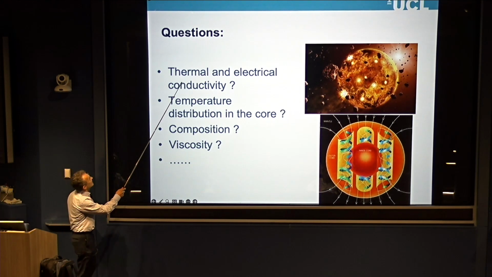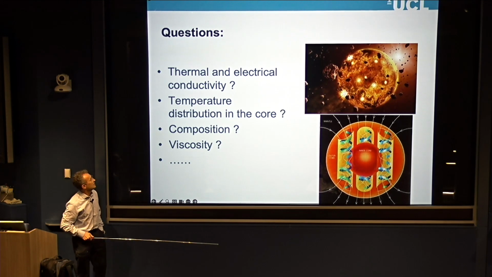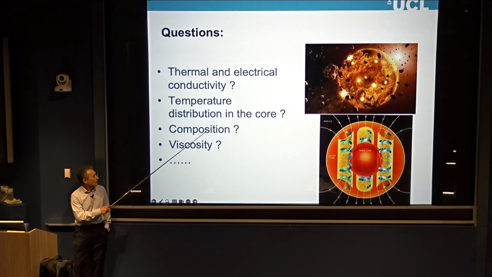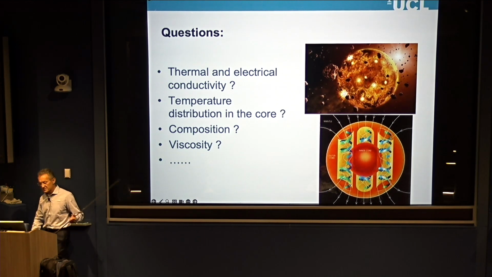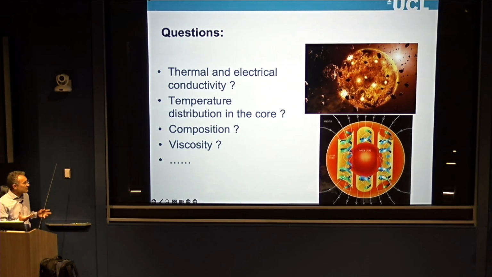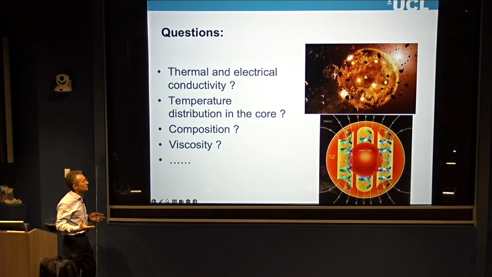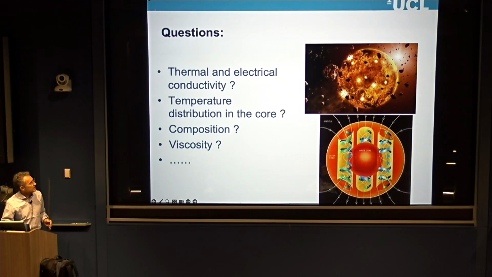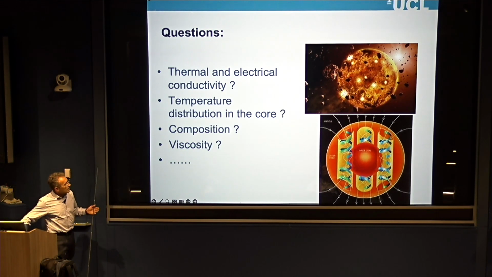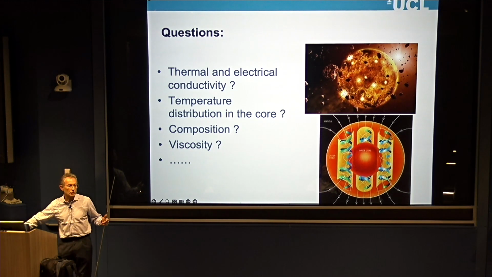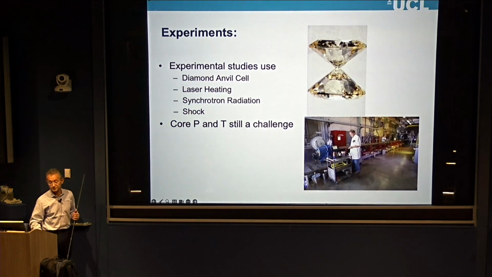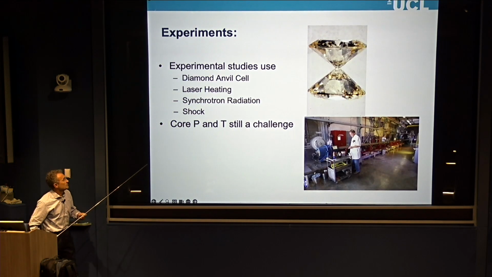So what is the value of the thermal conductivity inside the planet? What is the temperature distribution? What is the actual composition? It is made primarily of iron, but what might be the light impurities in the Earth? These are questions that are mainly material science questions. So you want to know these properties of the materials that make up the Earth's core. So how do we answer this question?